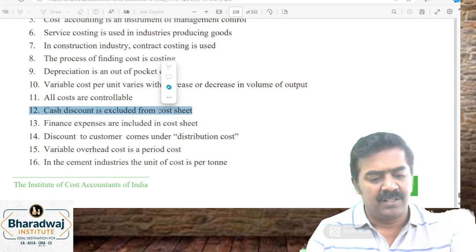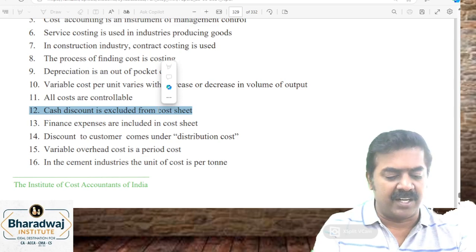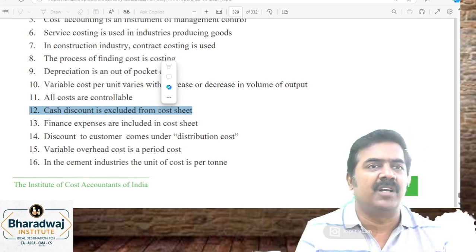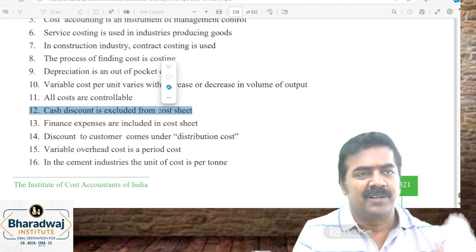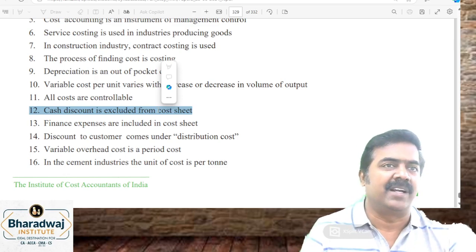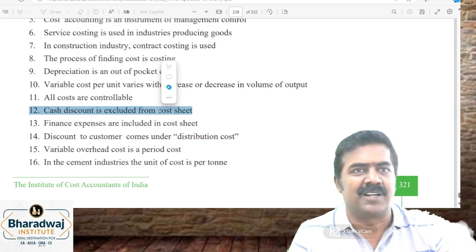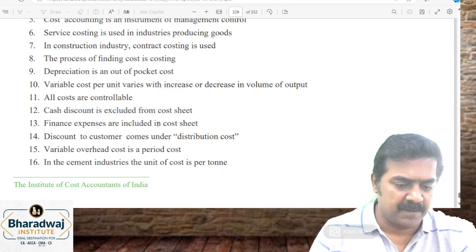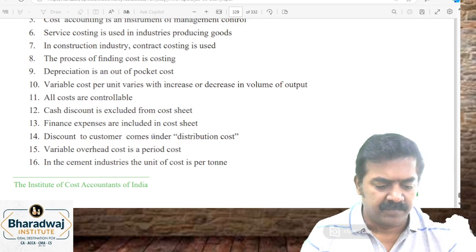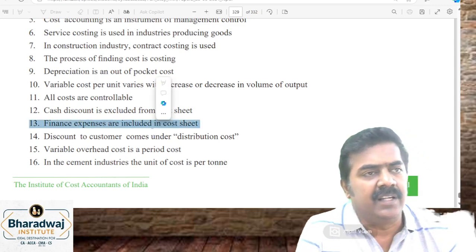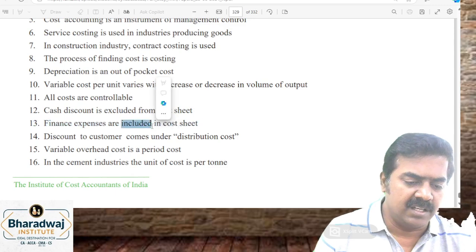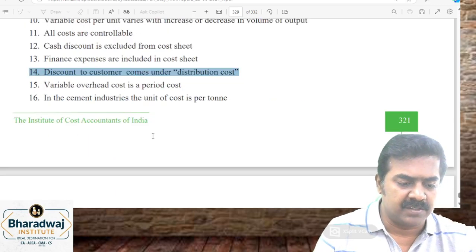True. Trade discount is given for which one? Trade discount is for volumes. When we buy more volume, we get more discount. That is included in cost. Cash discount is for on-time payment. For example, I gave you 30 days time to pay. You come and pay me in 10 days, I will give you extra discount. That is called cash discount. Cash discounts are excluded from cost. Next. Finance expenses are included in cost sheet. False. Finance expenses means interest, dividend, all those things, which are not included in cost. Finance expenses are not included in the cost sheet. So false.